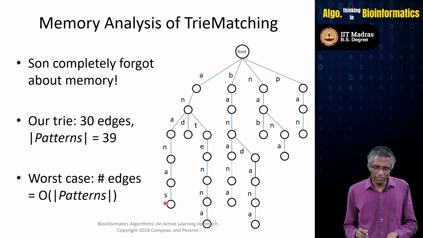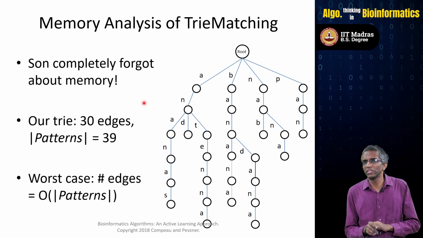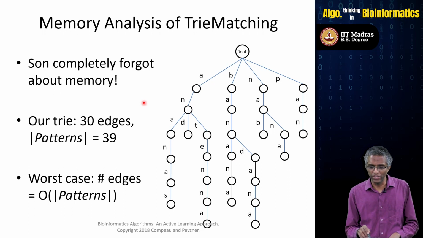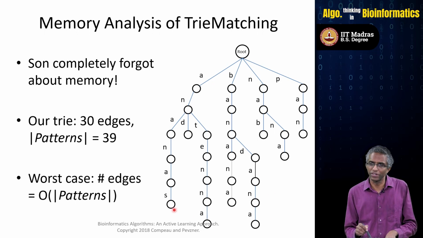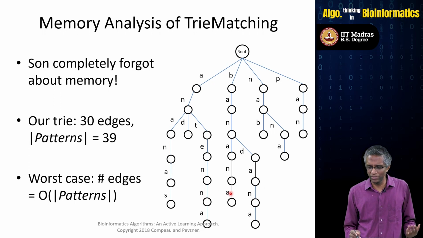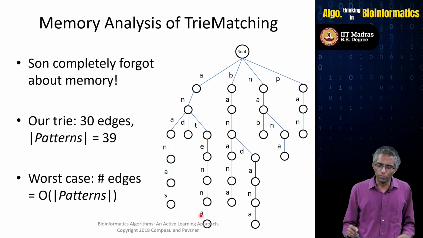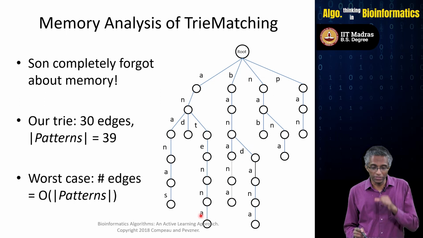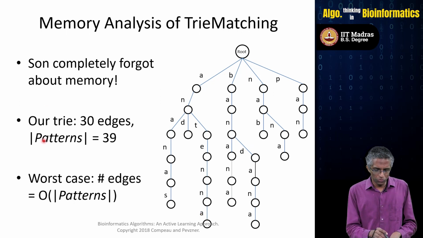So before we get to that, we only looked at running time now, but let's also look at memory analysis, okay? Because we have not just a few patterns, we have billions of patterns, right? So what will be the space required to store this trie? If it is a humongous thing, then improvement in running time for a huge blow up in space is not going to help us. Okay, so our patterns total 39 characters and our trie has 30 edges.